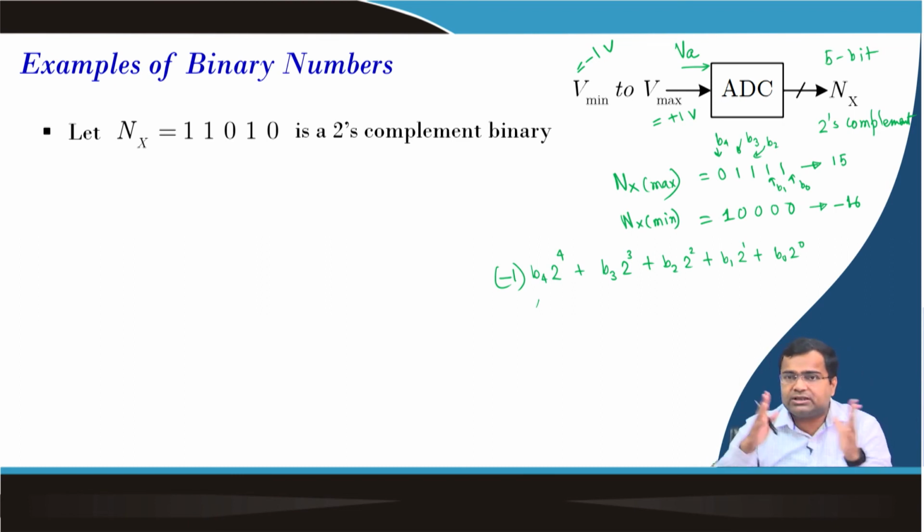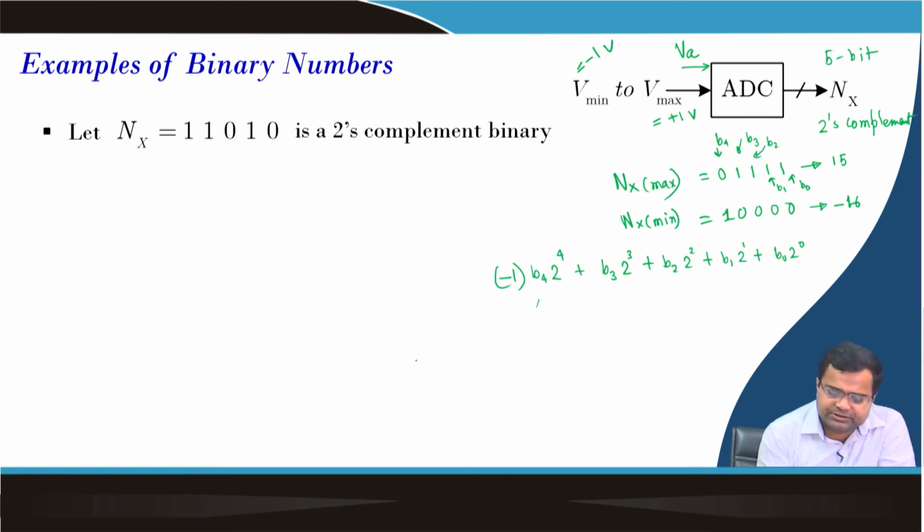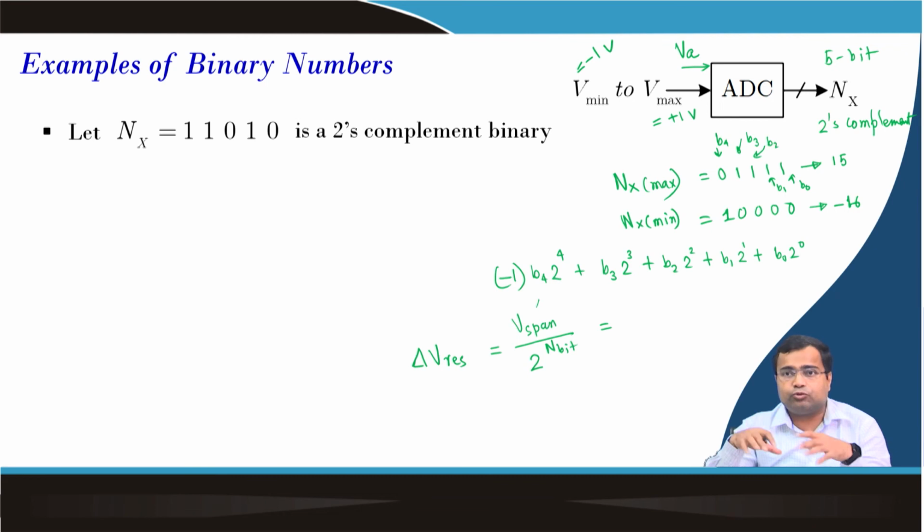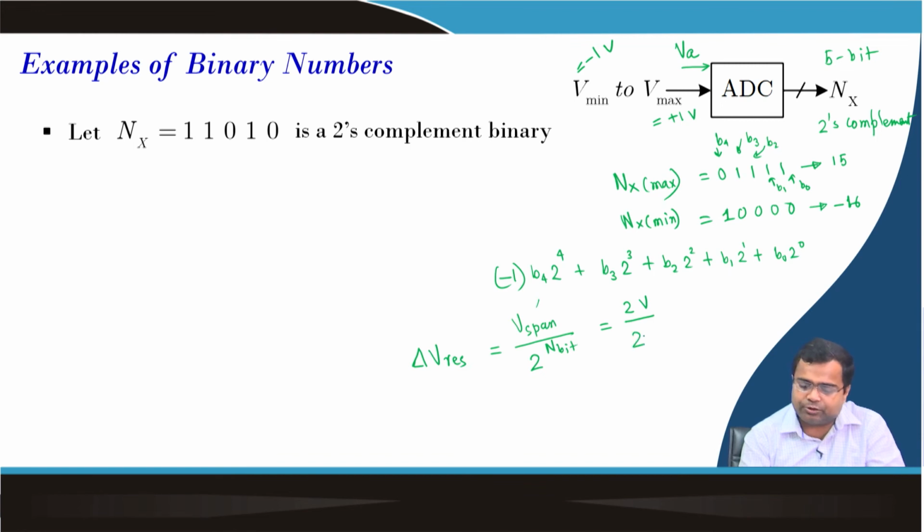Now, you can ask me what is the resolution. The resolution, delta V, again is the span of the ADC divided by 2 to the power the number of bits. In this case the span is varying between minus 1 volt to plus 1 volt, so it is a 2 volt span. And what is the bit size? It is 2 to the power 5. Then what is the resolution? Resolution will be 1 by 2 to the power 4 volt, which is 1 by 16.